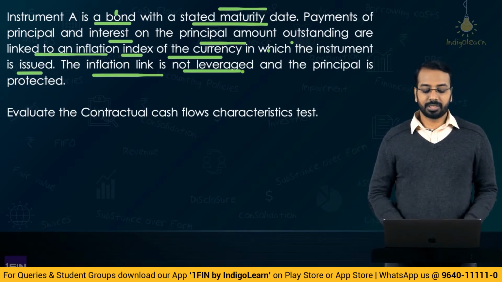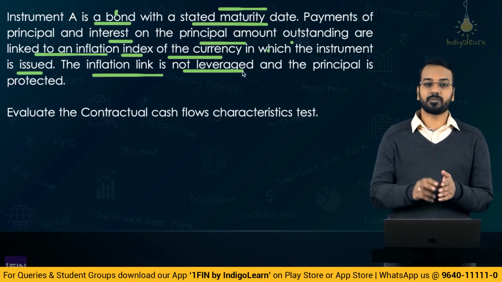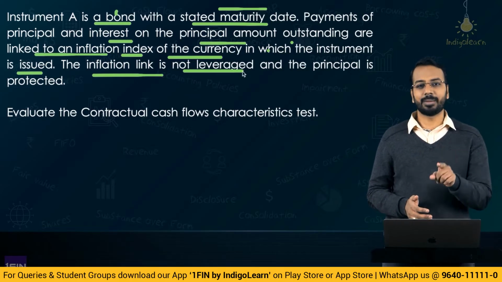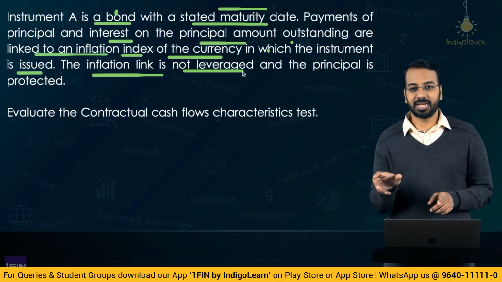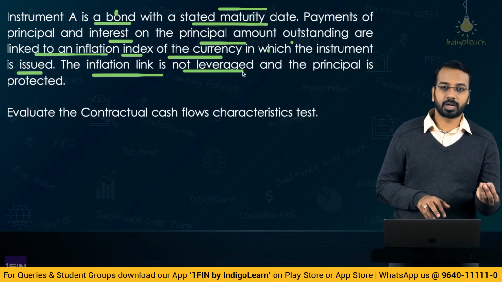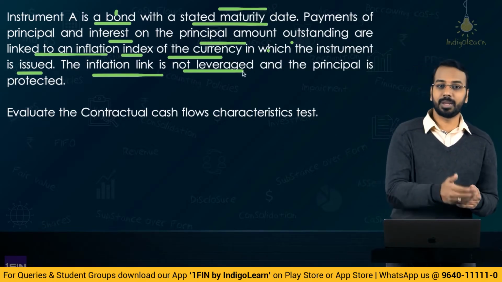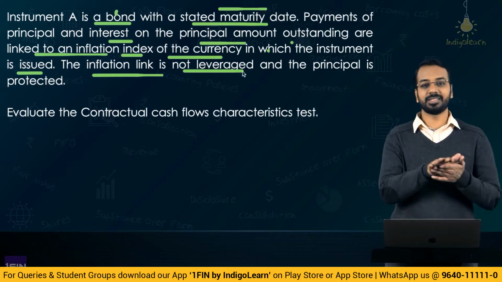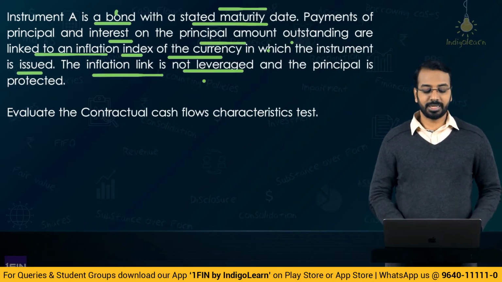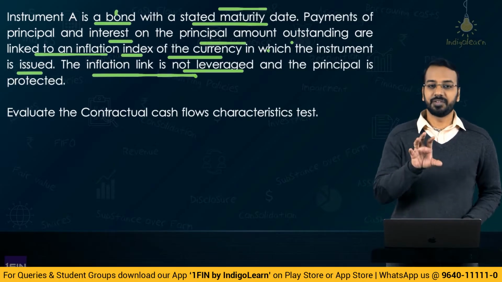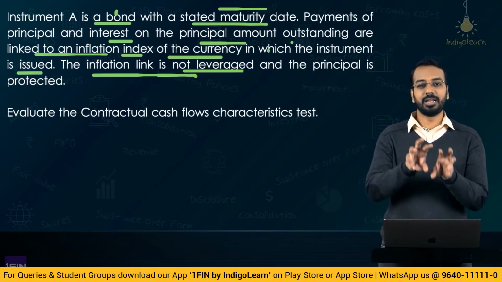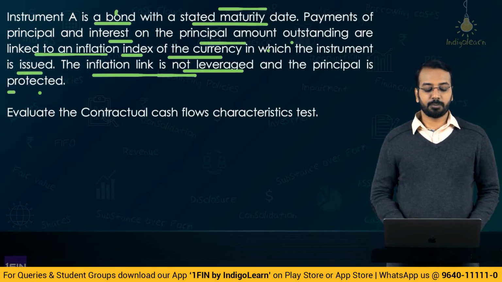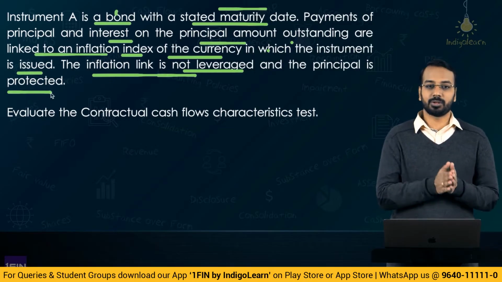So, that is the meaning of linking to inflation rate. The inflation link is not leveraged. Always remember, if something is leveraged, for example, in case of a future contract or a forward contract or a derivative contract, we took the example of Reliance, right? When you purchase physically, you have to pay a higher amount. When you enter into a forward contract, you have to pay a lower amount. So there you get a higher benefit by investing a lower amount, which is basically the leverage benefit. And in cases where there is leverage, the losses also can be higher. So here it says inflation link is not leveraged. If it is leveraged, then you cannot consider the leveraged part to be the repayment of principal and interest only. And the principal is protected.